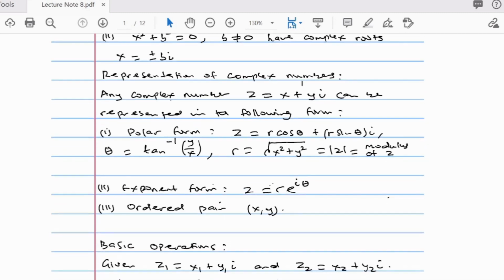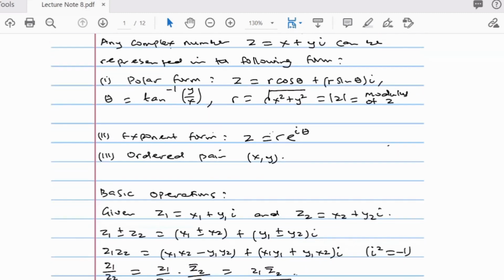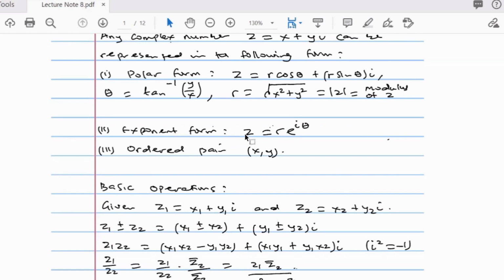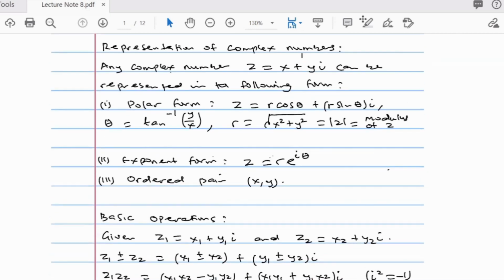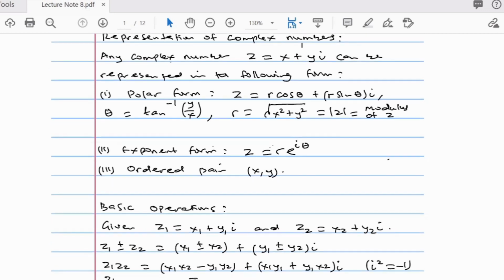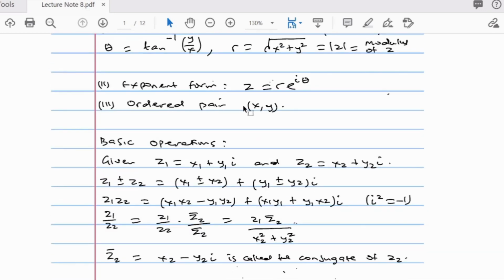Apart from representing the complex number in a polar form, you can also represent it in exponential form. In exponential form, this same z, equal to x plus yi, can be written as z equals r e to the power i theta. In this case, r is equal to the square root of x squared plus y squared, and theta is arctan of y over x. You can also represent your complex number in another form, where the real part is the first component and the imaginary part is the second component.